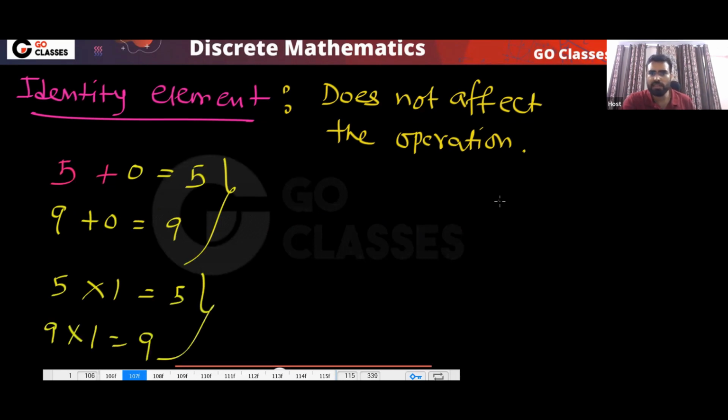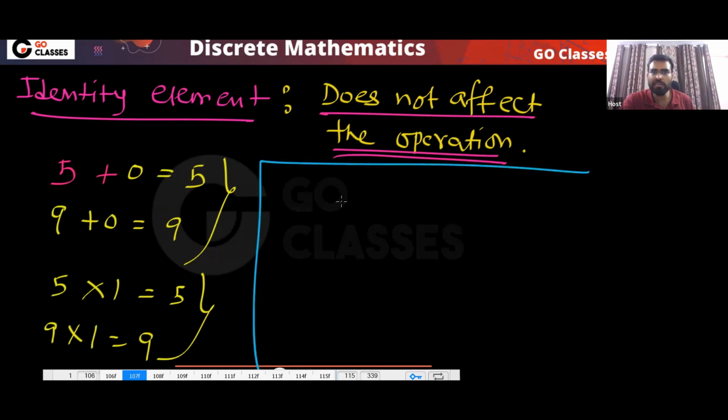So I can say that this is the definition of identity element: the identity element does not affect the operation. If you have some operation, let's assume this is your set and this is your operation, then remember, the identity element is fixed for all. What is the identity element?